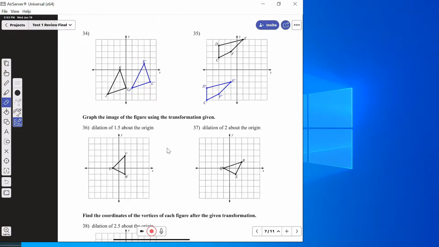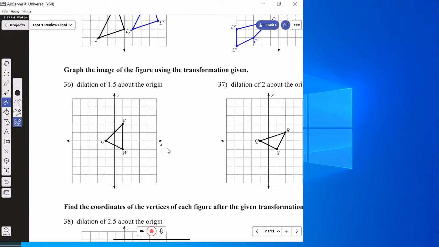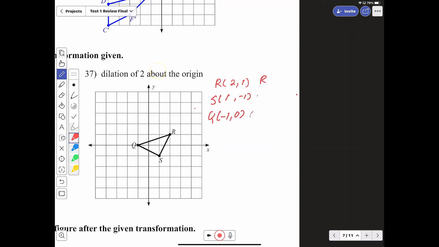So 36, or let's say 30. So R prime is going to be 2 times 2, which is 4. 1 times 2 is 2. S prime will be 1 times 2 is 2. Negative 1 times 2 is negative 2. And then Q prime is negative 2, and then 0. 2 times negative 1 is negative 2, and 2 times 0 is 0.